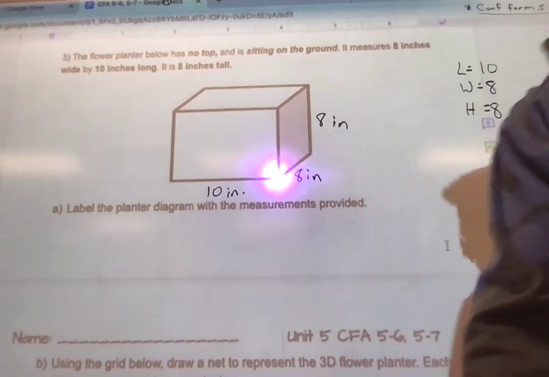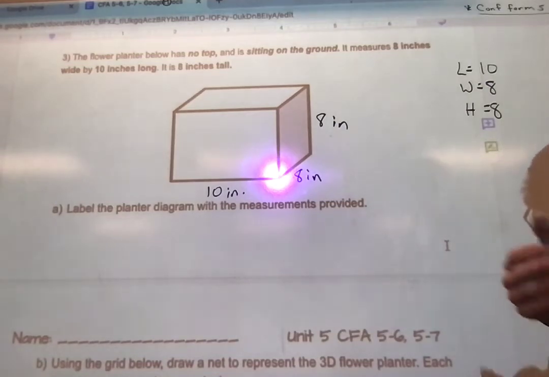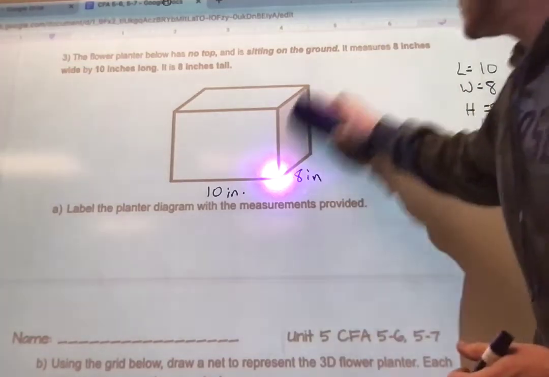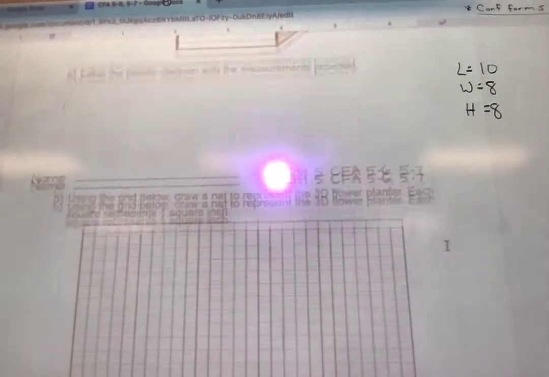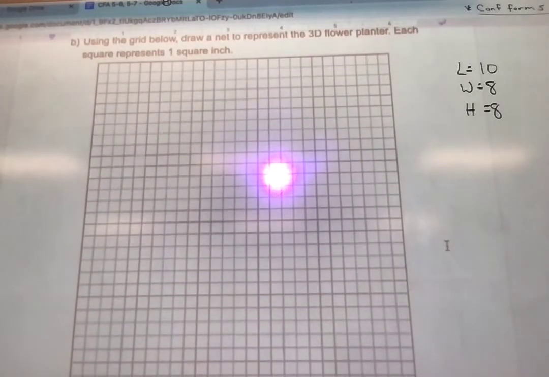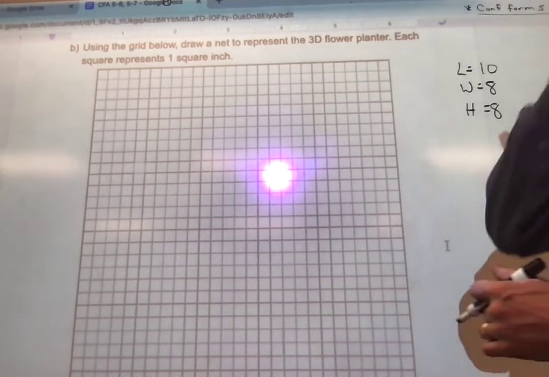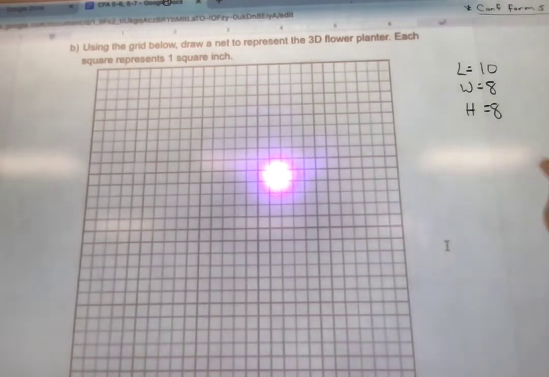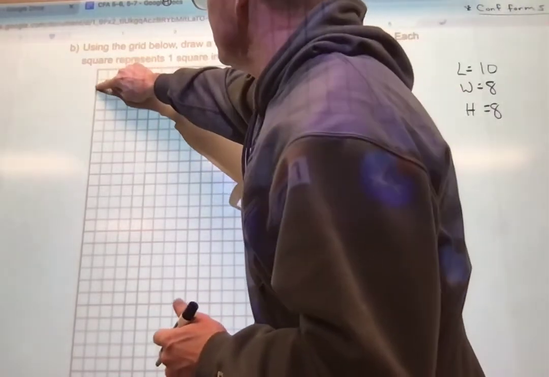Okay, so we're going to go down here next and draw nets just so we can see it a little bit better to help us find the surface area of this rectangular prism. We'll make sure we have those labeled. I've got some graph paper here to represent this planter. Remember, this planter does not have a top on it, so we don't have to worry about the surface of the top. Really, I should only have 5 sides when I'm drawing my net, because I don't have to draw that top, because that's where you'd be planting the flowers.